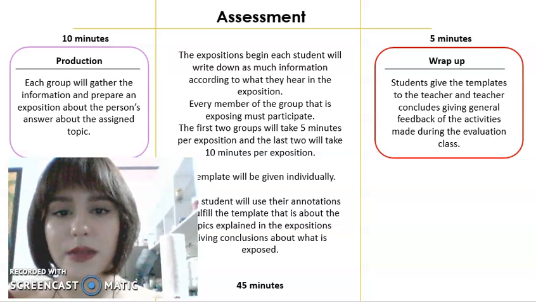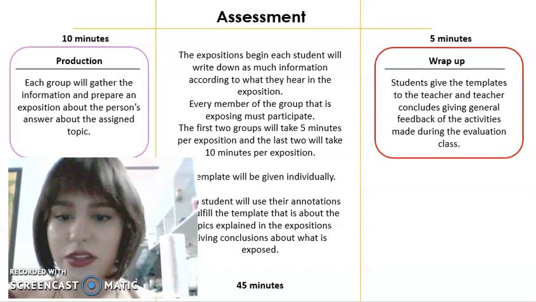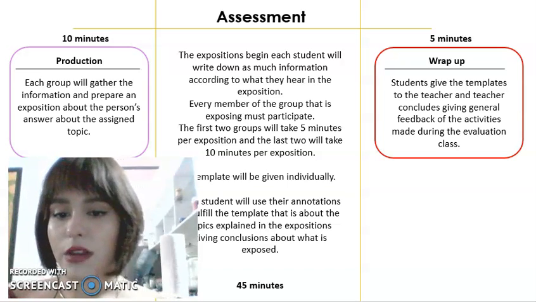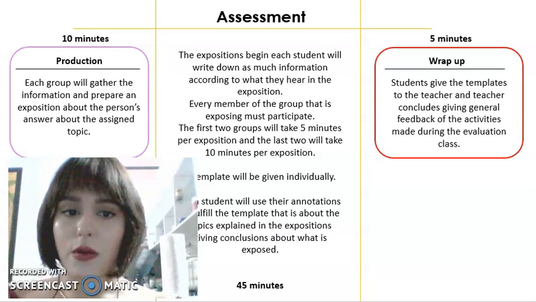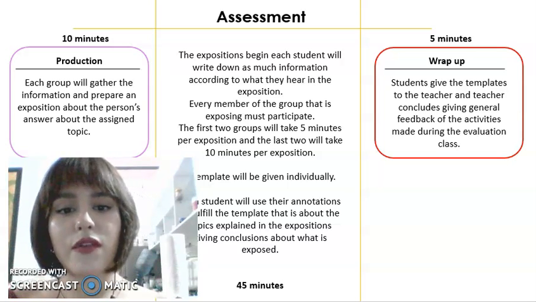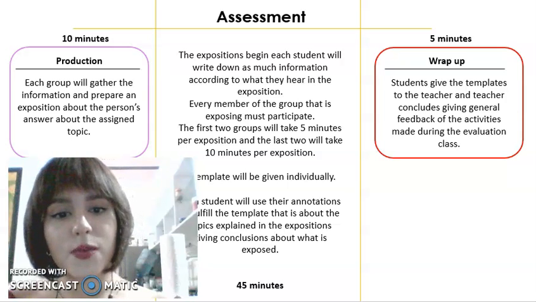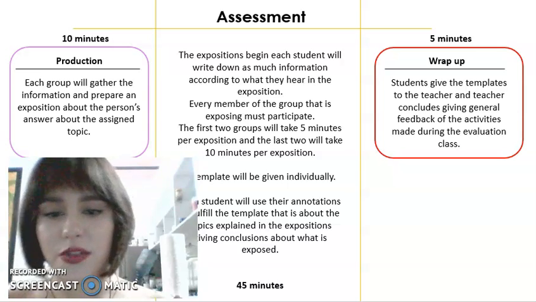Now, for the assessment part, the exposition begins, and each student will write down as much information as they can according to what they hear in the exposition. As I said before, listening is one of the main points of this activity. So students will have to write down what they hear. Every member of the group that is exposing must participate. The first 2 groups will take 5 minutes per exposition, and the last 2 will take 10 minutes per exposition.